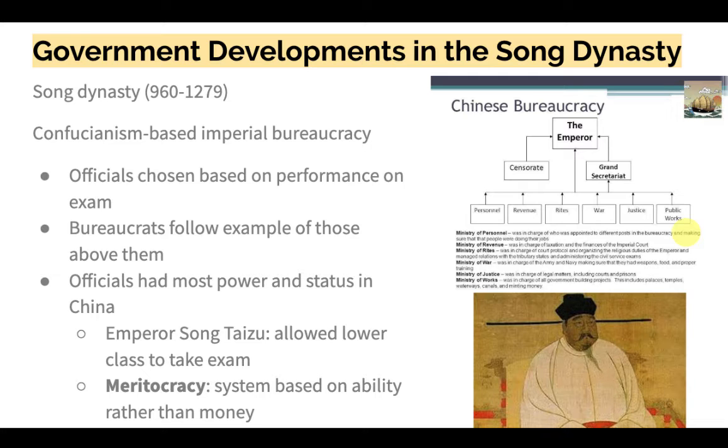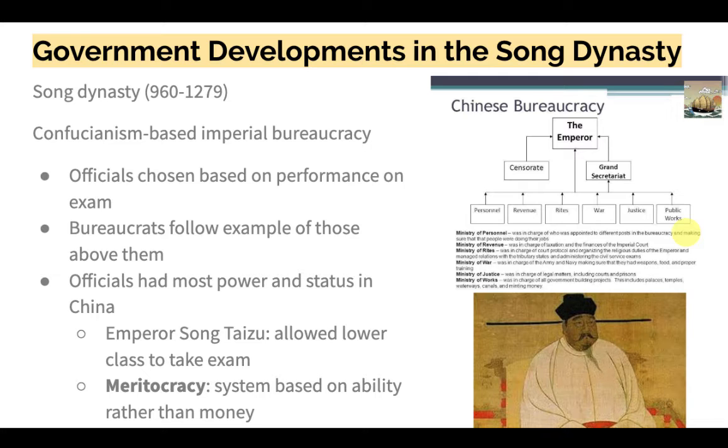Remember, the examination system was a test that you took that enabled you, if you passed it and did well on it, to join this bureaucracy we see here. Villages would often pool their money to send a talented member to take the exam, for if he succeeded, he would enter into the highest class of Chinese society.